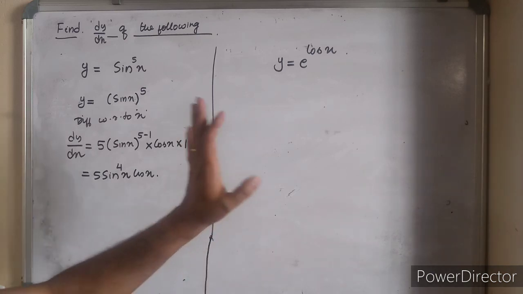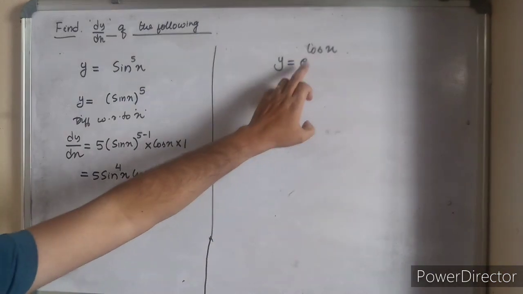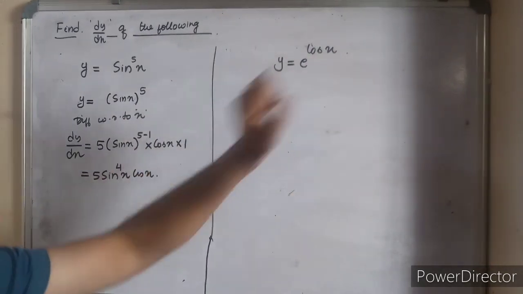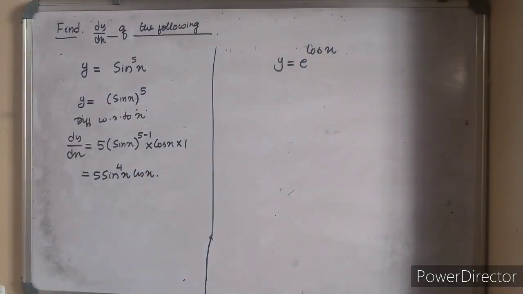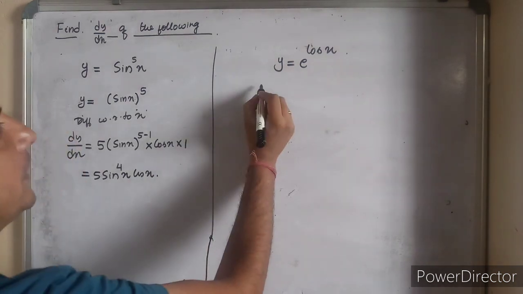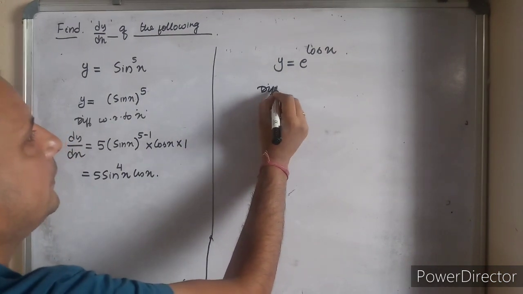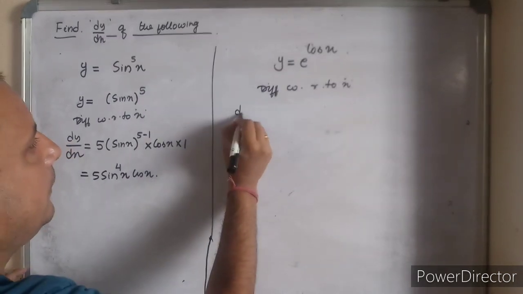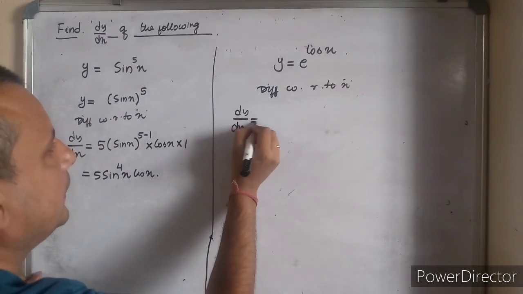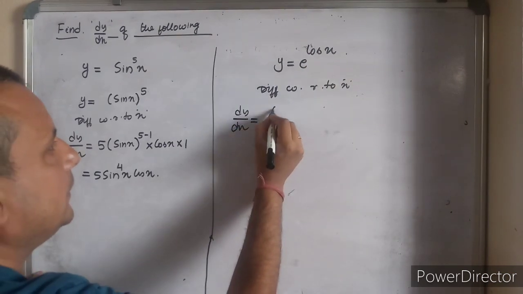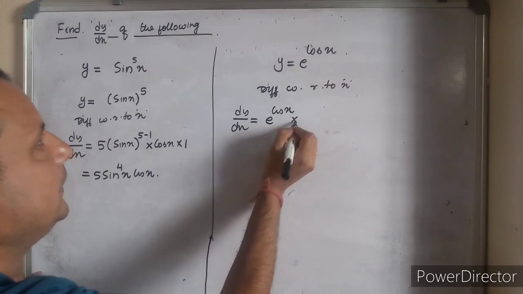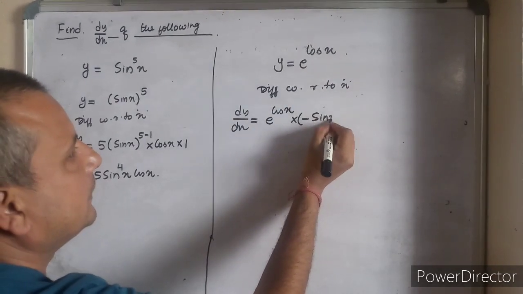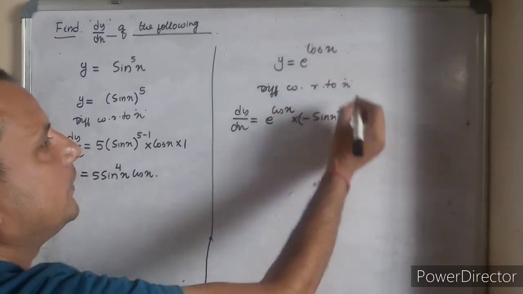Now over here also there are three functions. e to the power cos x is first, cos x is second, third is x. First I'll start with e to the power cos x, and the derivative of e to the power x is e to the power x. Now differentiating with respect to x, dy by dx is e to the power cos x into the derivative of cos x, which is minus sin x, into the derivative of x, which is 1.